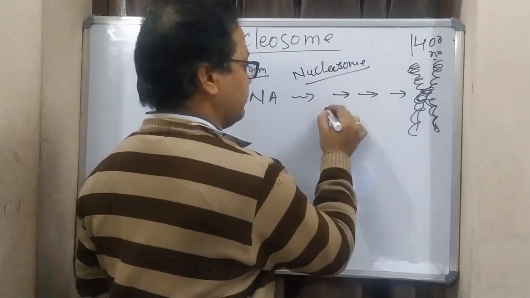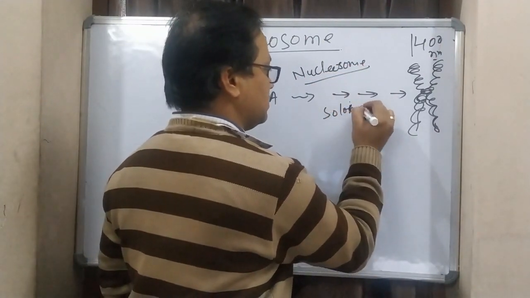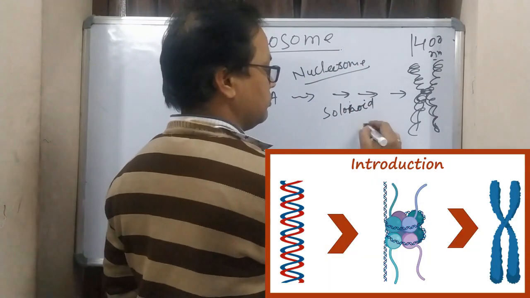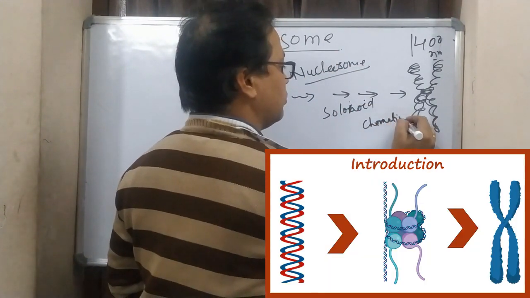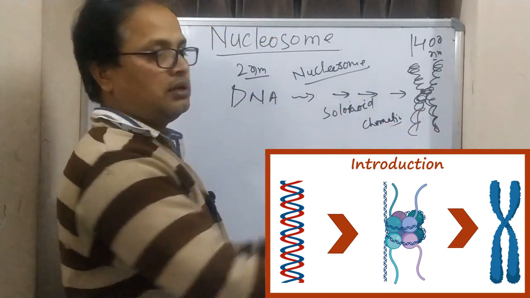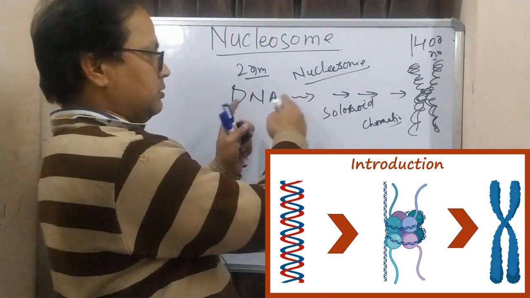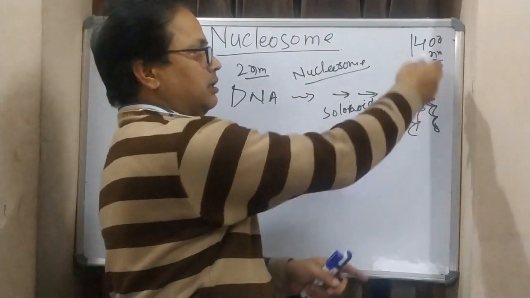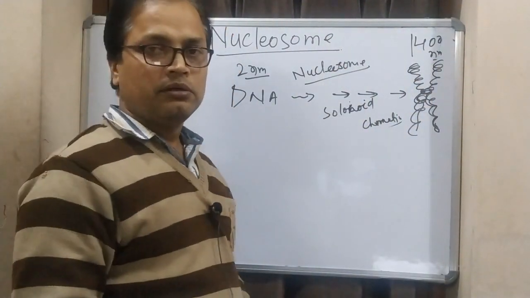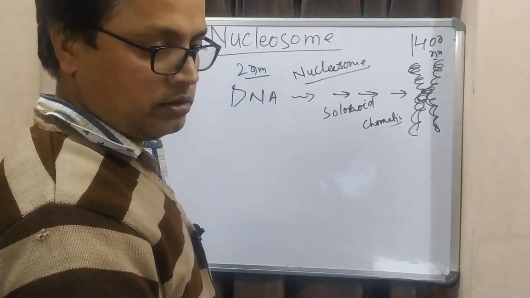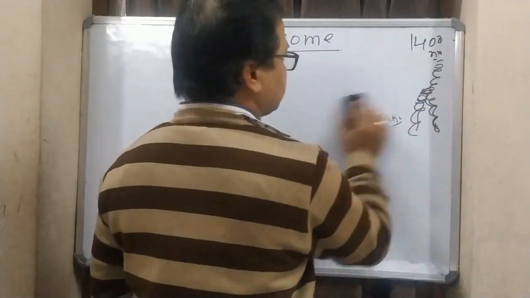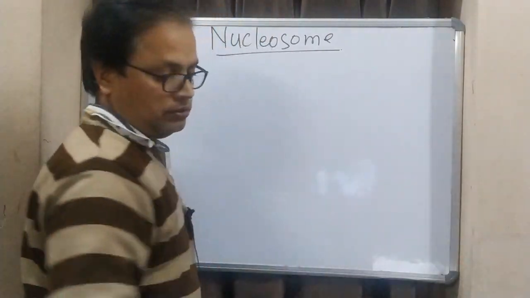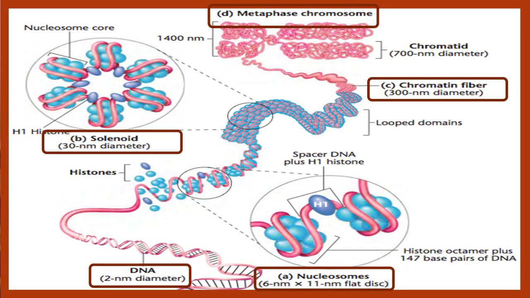Other than the nucleosome, we have the solenoid structure and the chromatin structure. These are sequential arrangements, and slowly the DNA gets thicker, and ultimately we get 1400 nanometer thickness. So first we will see this as you are going to see here.